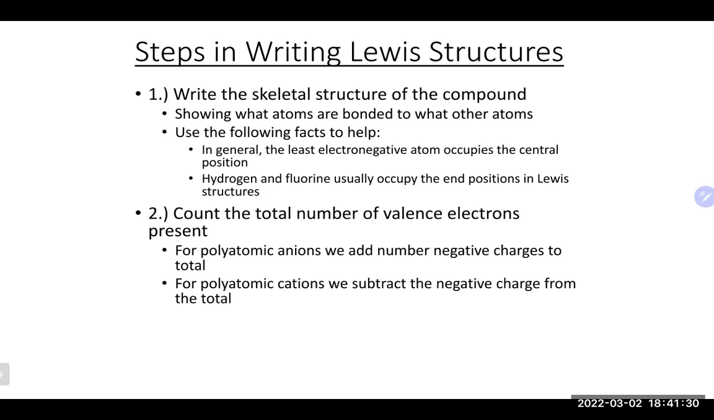We should never find fluorine in the middle because it is obviously the most electronegative. We should obviously not find hydrogen in the middle because that will make it have way more than 2 bonds and 2 electrons, and it should not have that either.